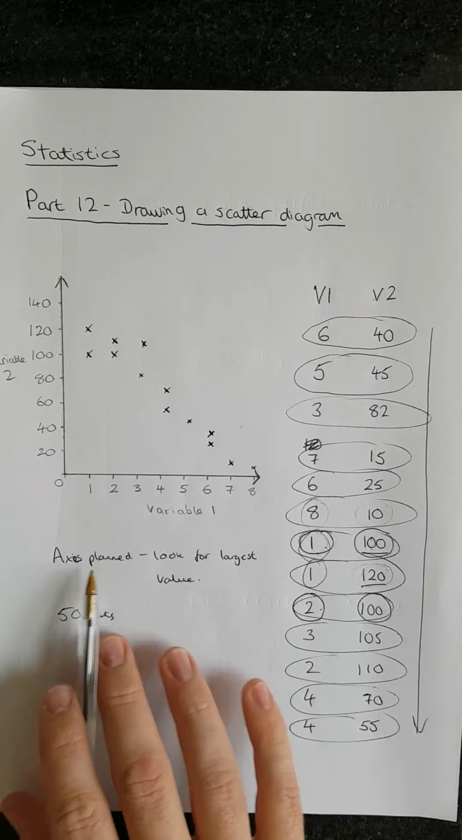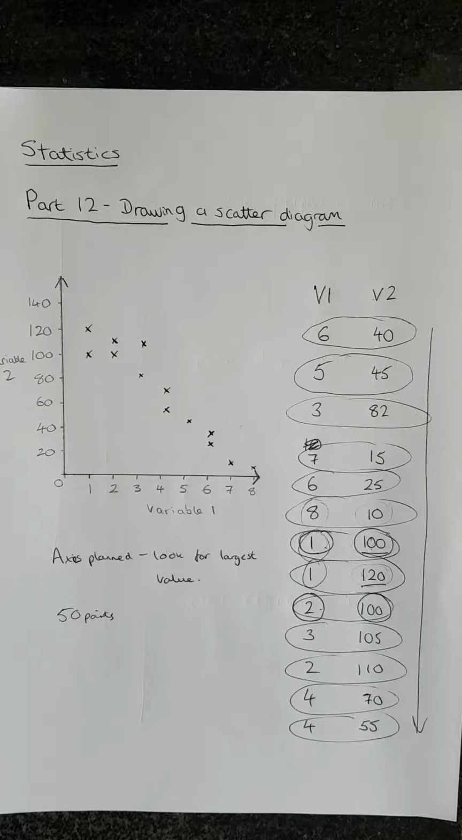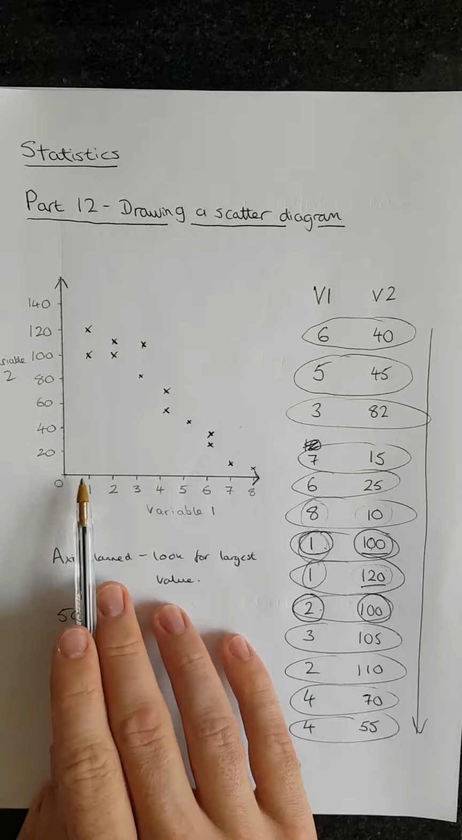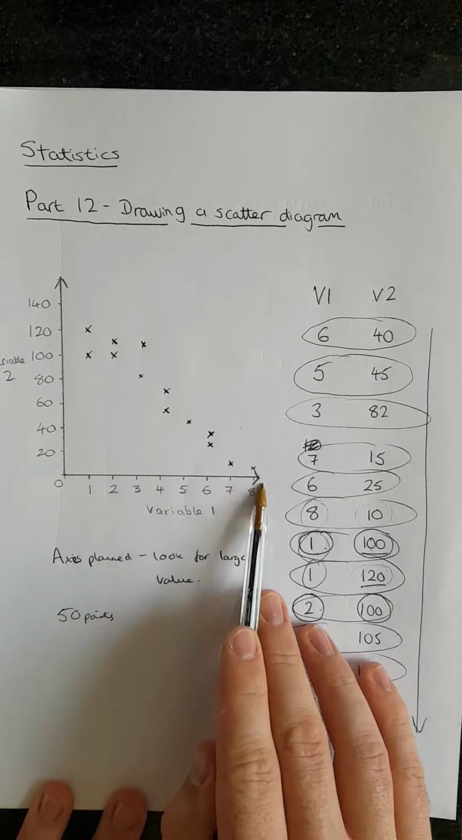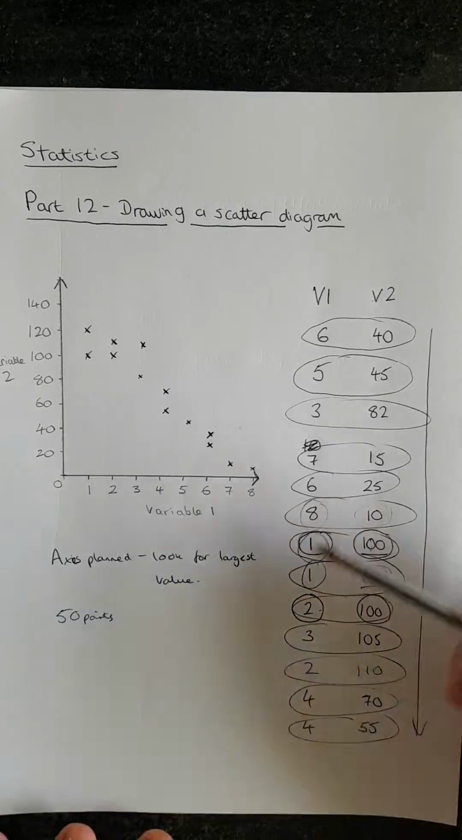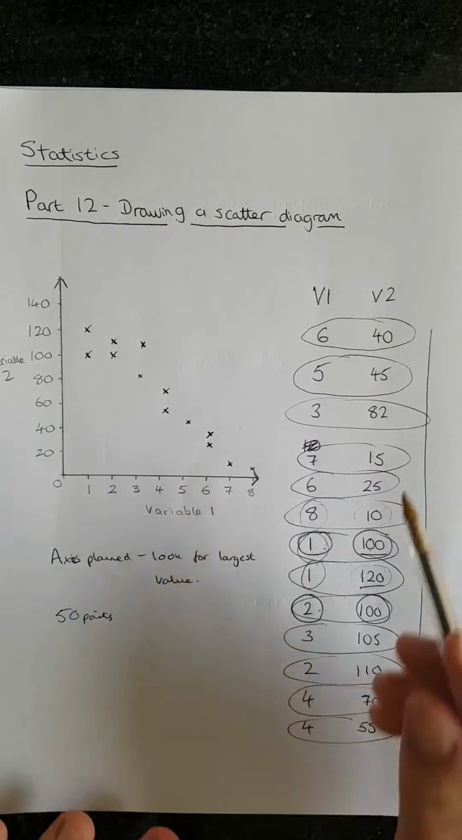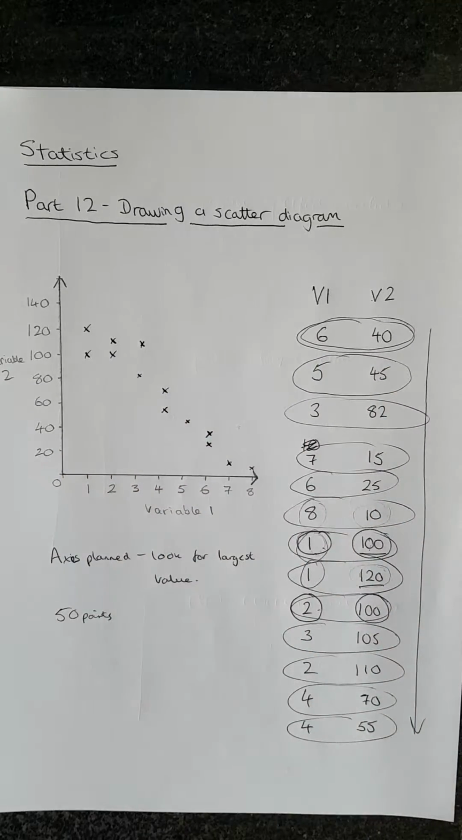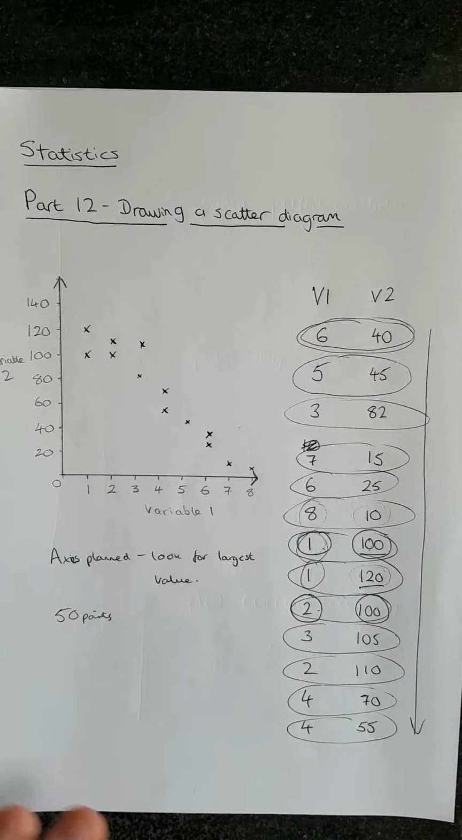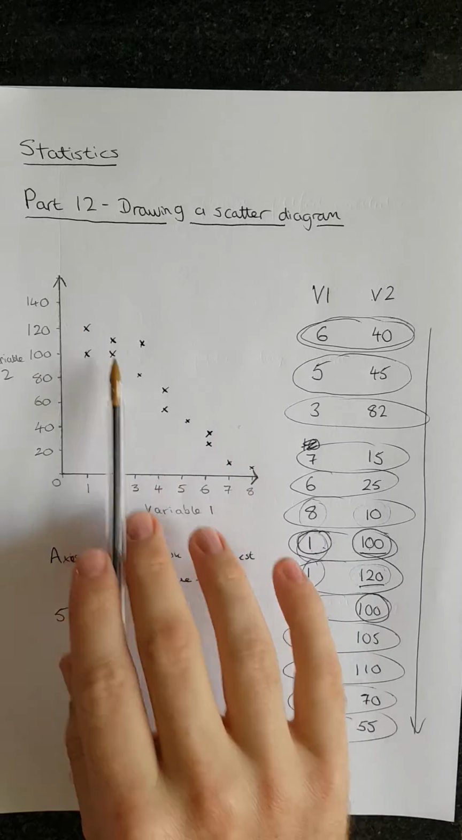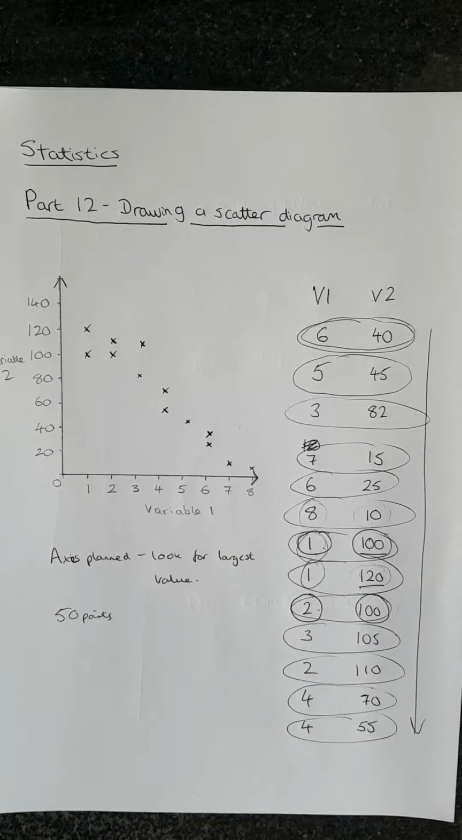So the key things are plan your axes so that you've got nice evenly spread out values. Use the highest value to do so. Then take the pairs and plot them carefully. At this stage, you should be looking at a pattern here and trying to describe what you have.